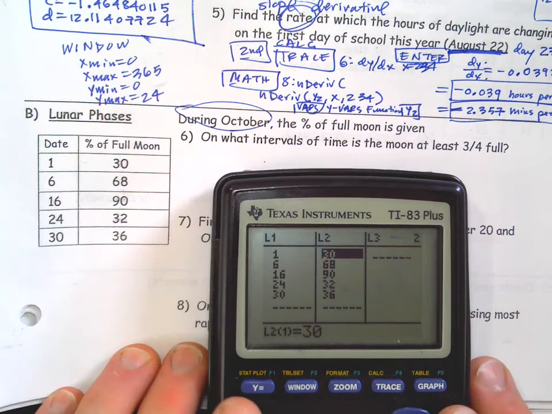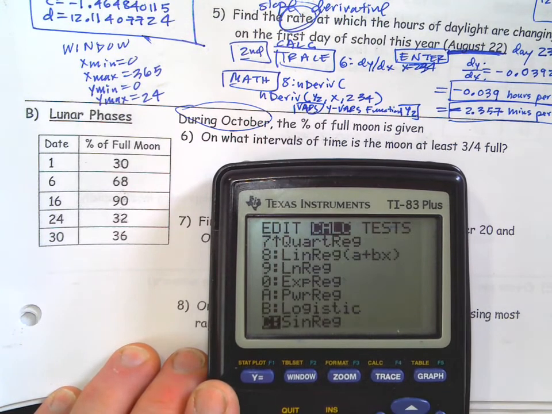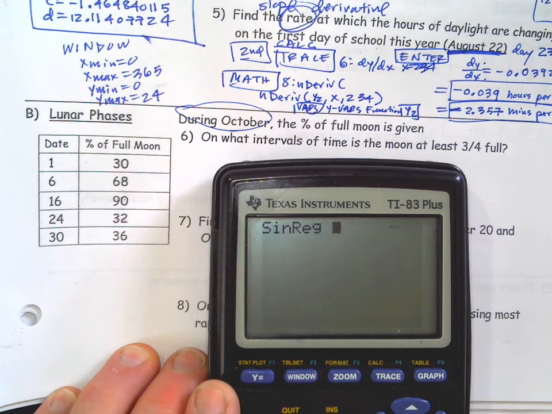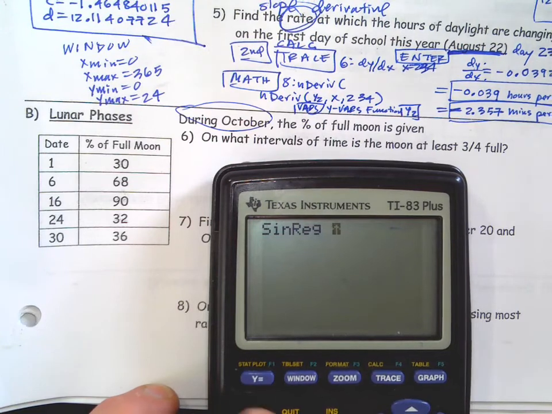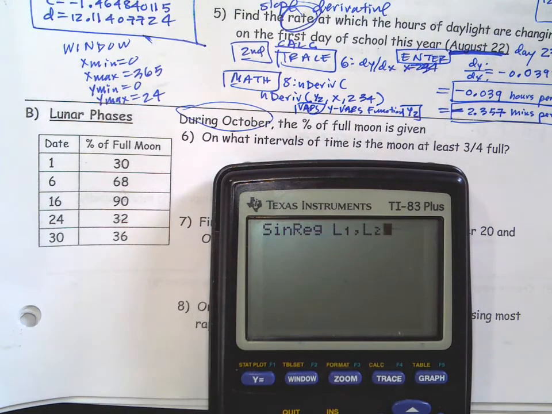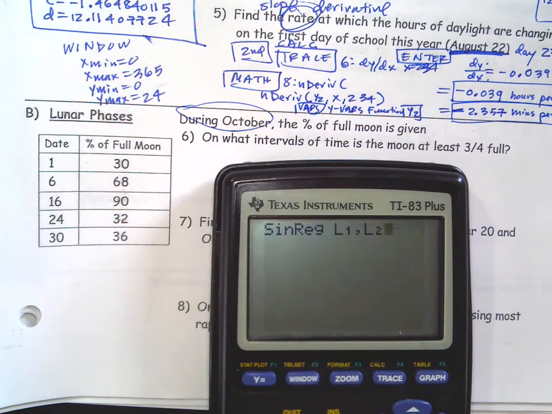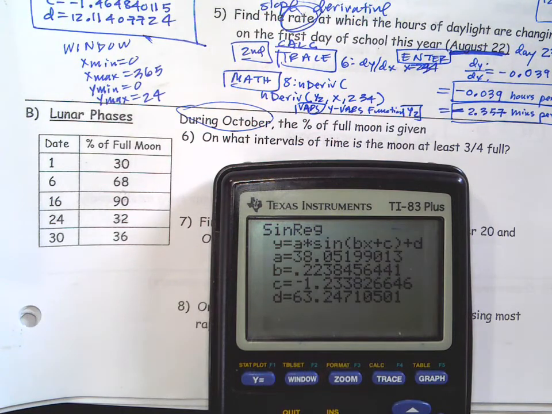So after that, go to stat, calc, near the bottom, sine reg. If you're in list 1 and list 2, then you can just hit enter. Otherwise, you could select the list, second number 1, comma, second number 2. You got to put a comma between them. And the lists are in the upper left corner of the numerical keys. Hit enter. And this creates the regression.